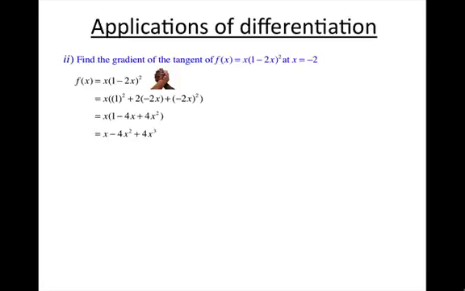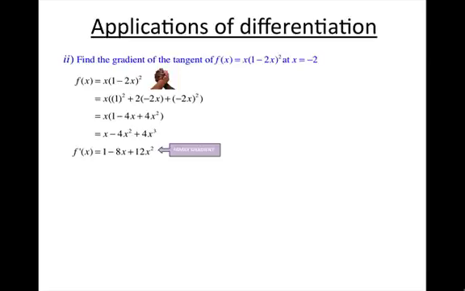x minus 4x squared plus 4x cubed. So I still haven't differentiated it yet. It's still f of x. But I've set this up into a great position in order to do so, because now it's just vanilla differentiation. So let's differentiate that. We get 1 minus 8x plus 12x squared.